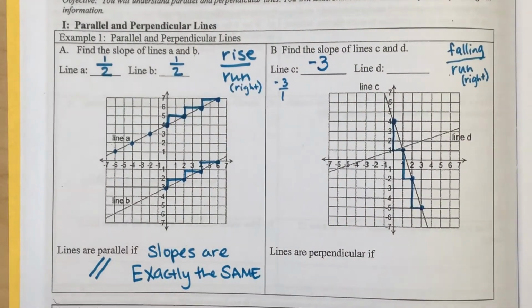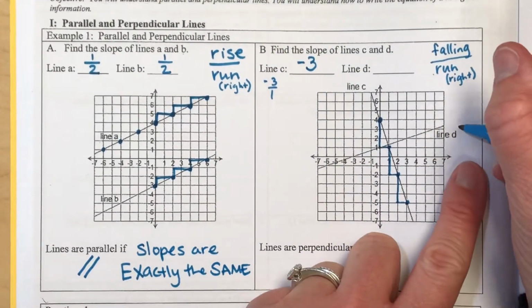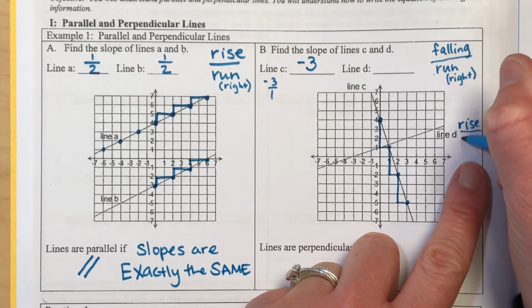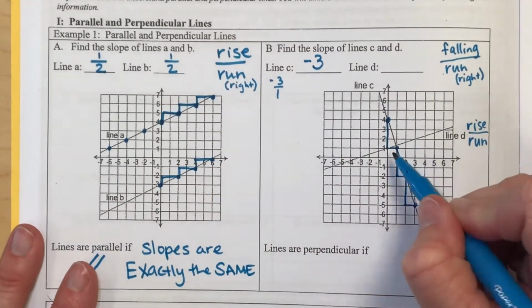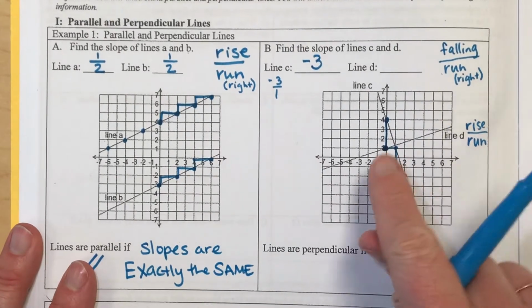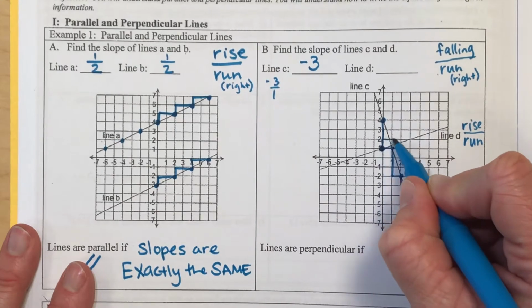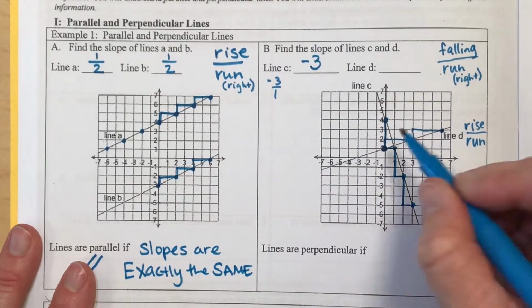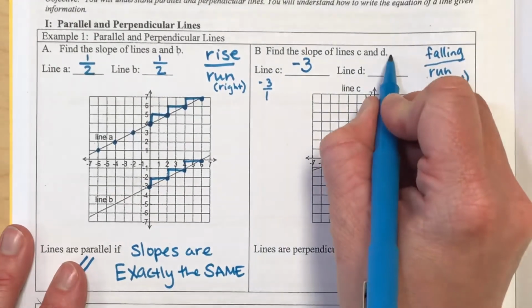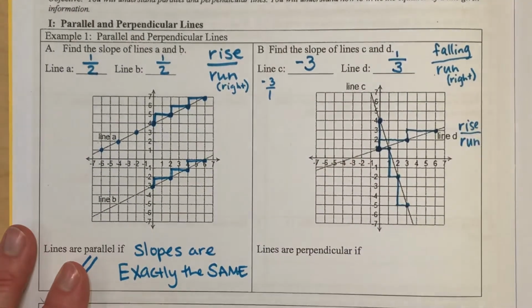And in line D, the line that is going up as it goes to the right, I'm going to track the rise over run because this line is going upwards. I'm going to track from, again, the y-intercept, and the y-intercept is at +1. So I'm going to track how far up it goes and how far to the right. The rise here is up 1, and the movement to the right is over 3 units.